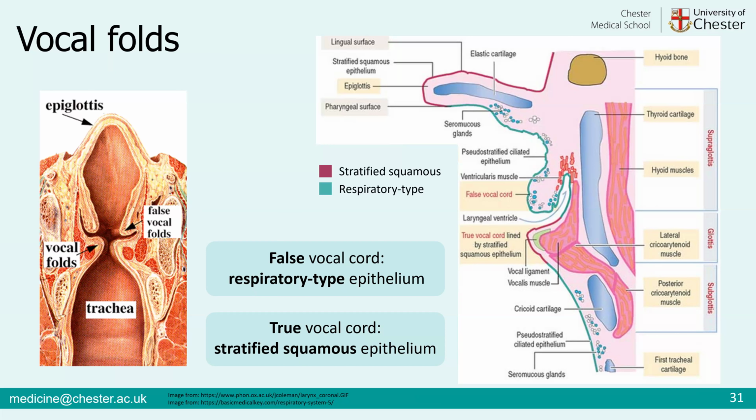And then once we get past that region that's going to be vibrating and producing the sound, and we start to transition into our trachea, it switches back to the respiratory type epithelium. So this is a particular region where we see lots of switching back and forth between these two epithelium types. But the crucial thing to remember is where we're going to see some kind of abrasive force, we have a stratified squamous epithelium, and where we're not, we can switch back to that respiratory type epithelium so that we can have those protective mechanisms like that mucociliary escalator acting.